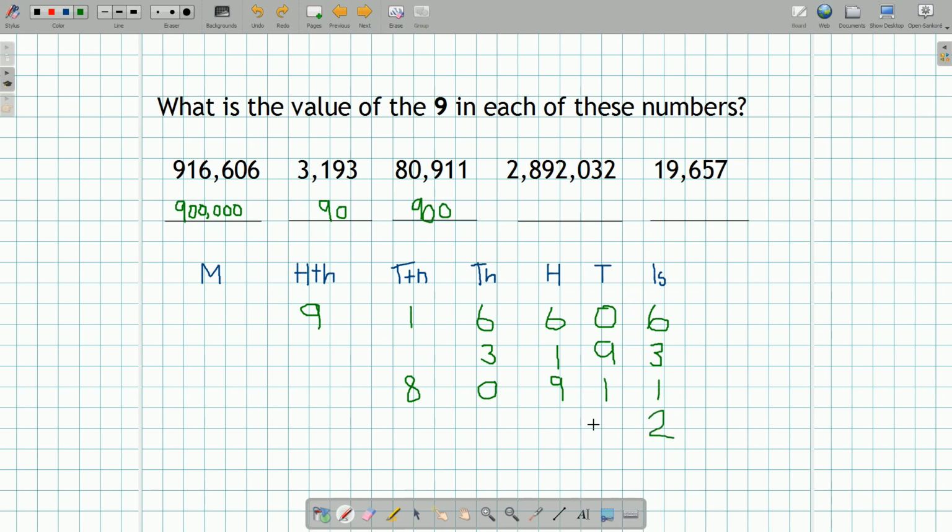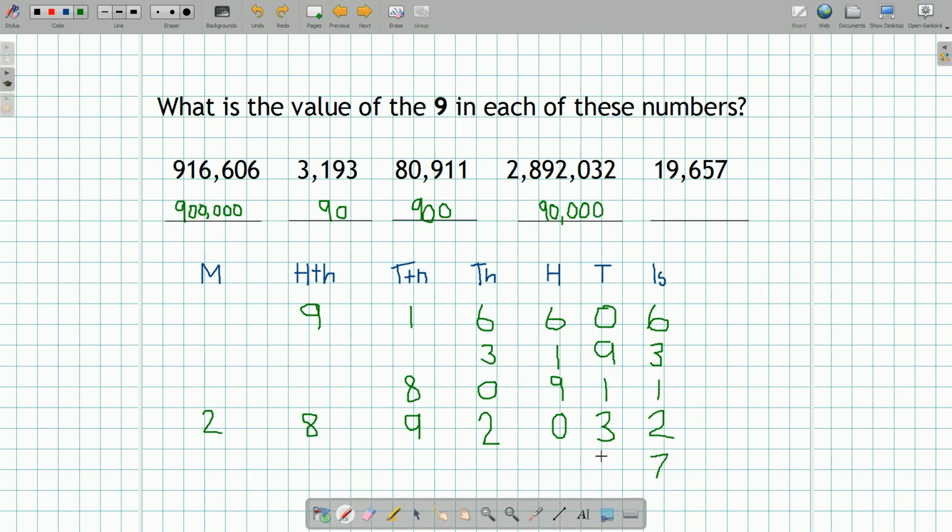So 2 and 3 there, nothing in the hundreds, 2 in the thousands, 9 in the 10,000s, 8 in the 100,000s, and 2 in the millions column this time. So our 9 is in the 10,000s column. 90,000. And our last one.